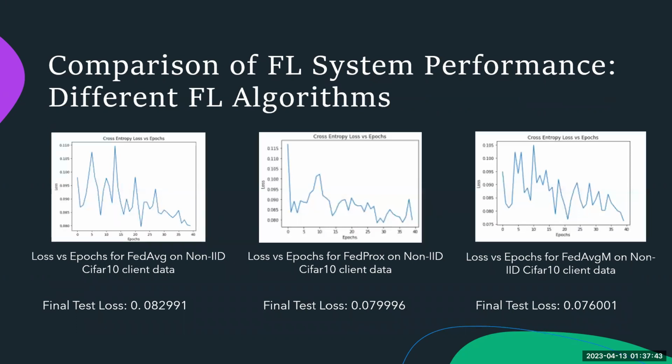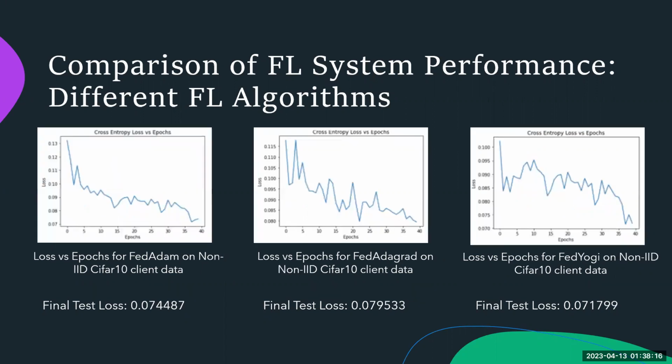So in this experiment, we run the different FL algorithms covered earlier on non-IID client data distributions of the CIFAR-10 dataset across 10 clients. We use the CNN model with 40 global epochs and 1 local epoch in each global round, and the batch size is set as 32. The final test losses for federated averaging, FedProx, and federated averaging with momentum are shown here. And you can see that both FedProx as well as federated averaging with momentum beat vanilla federated averaging.